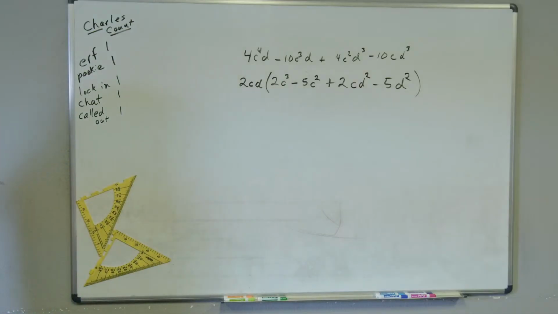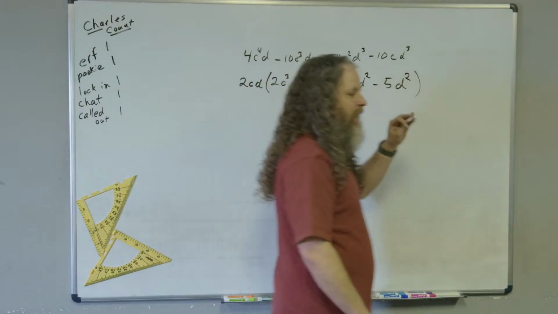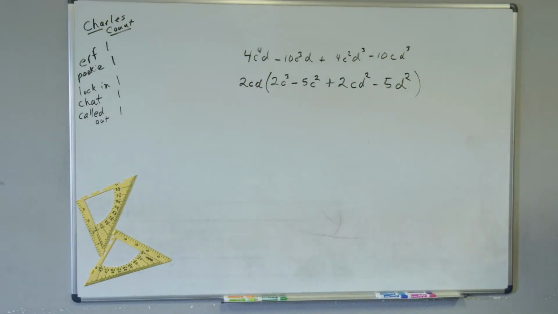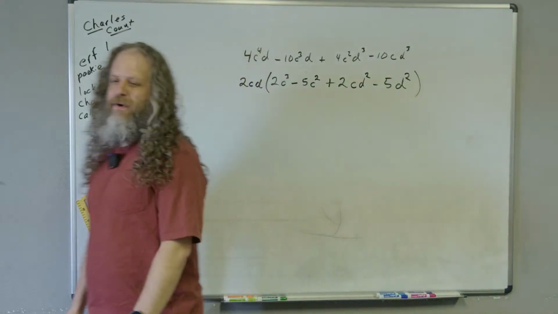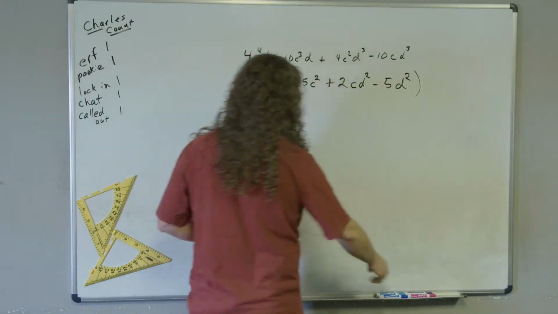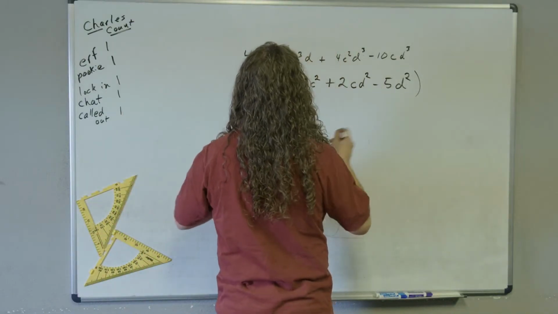Okay. Can we factor it anymore? I bet we can. How many terms are inside the parentheses? Four. So since there's 4, how are we probably factoring? What tool are we using probably? Factor by grouping. So let's try that and see if it works.